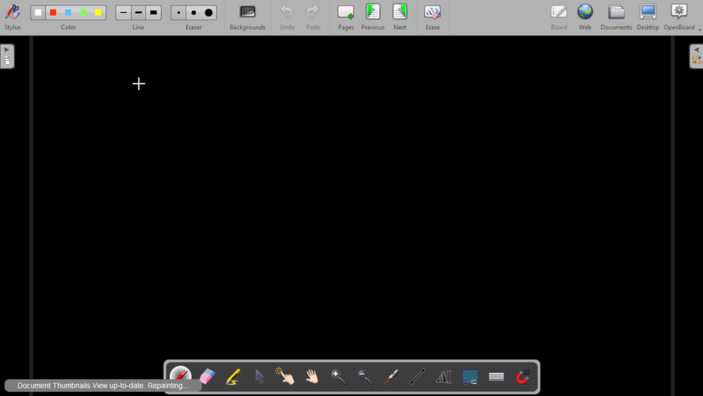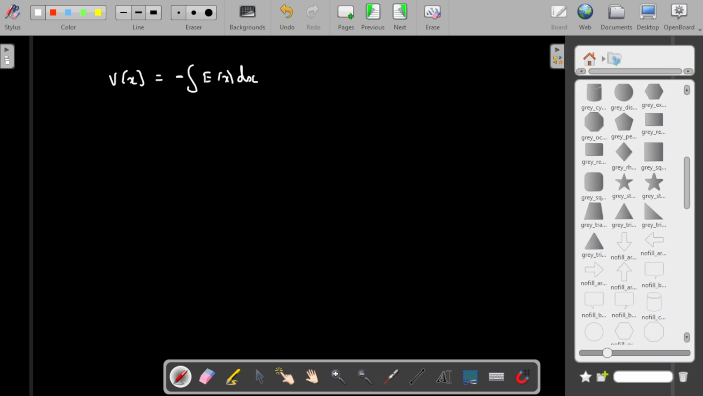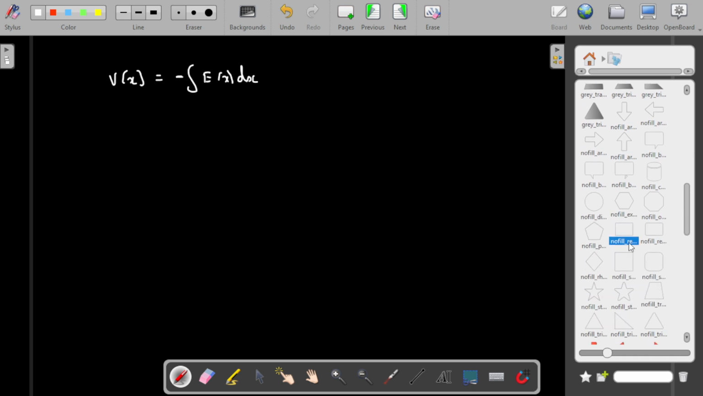If we need to find out the voltage, V of x is nothing but the negative integral of the electric field. We know these formulas from electromagnetics. Once we do that, we will be able to get the voltage equation. Let me draw the charge neutrality diagram here so that you will be able to understand something more clearly.